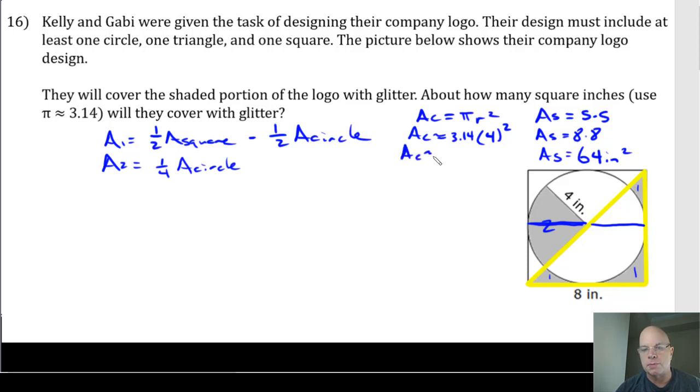So the area of the circle is approximately 3.14 multiplied by 16. And I've done so many of these that I know what that is, but I'll just do it on the side. It's 50.24.